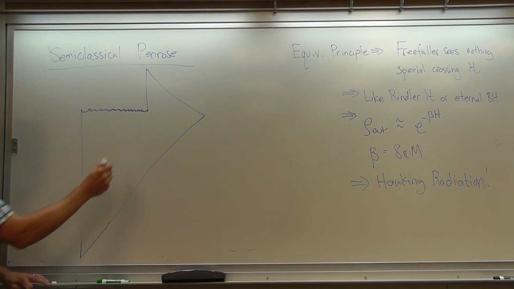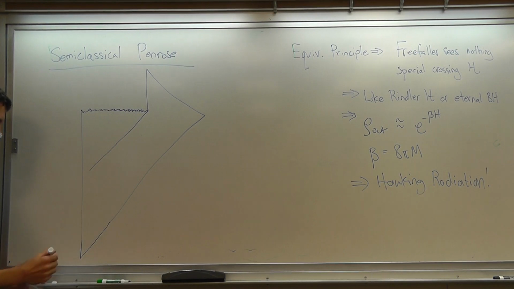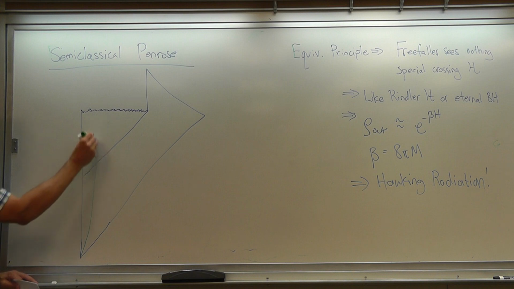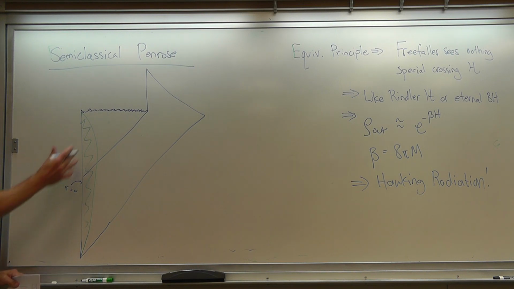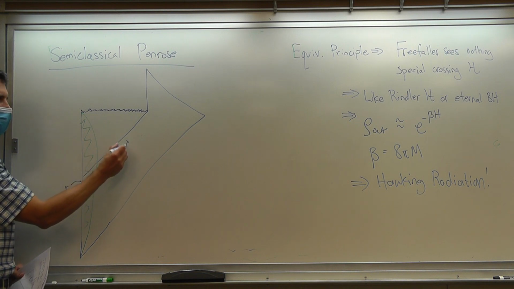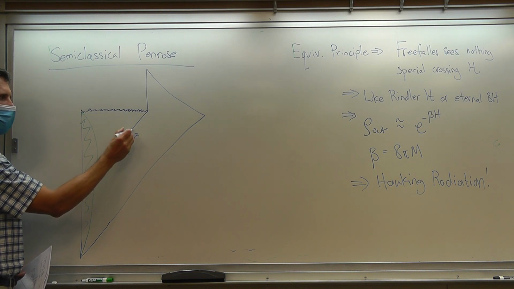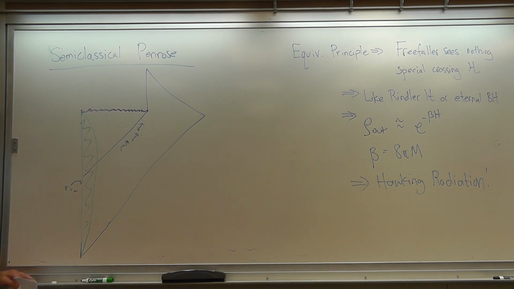So let me explain some things here. Maybe I won't draw the star. Well, let's draw it. Here's a star. This is just r equals 0, and this line on the left is just the origin in spherical coordinates. There's nothing special about it. It's just the middle. So the black hole forms. It Hawking radiates. The Hawking radiation comes from this region outside, but very close to the event horizon of the black hole.